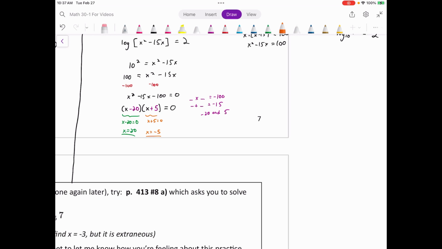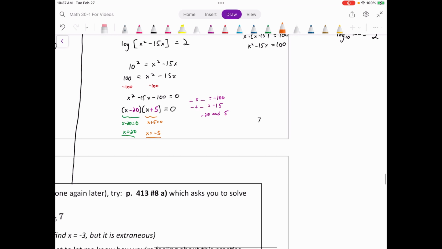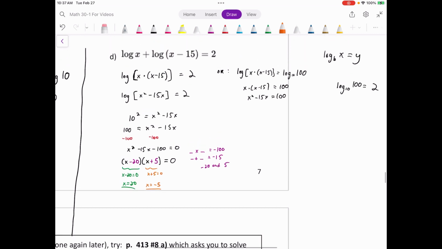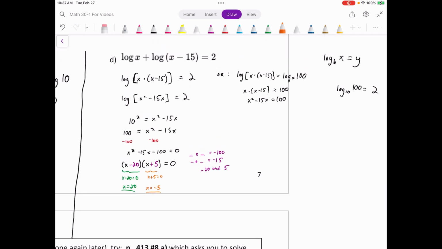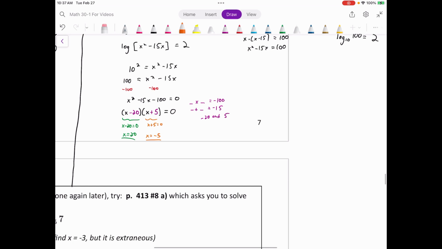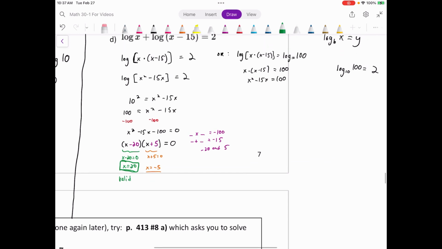But what do I need to do before putting a box around them? I need to verify that they're not going to make my arguments negative. So x equals 20, let's check that. We would have log of 20 plus log of 20 minus 15, which is positive 5. So this one's safe. This one's valid. This is a valid solution. We've just checked that it doesn't give us any problems.